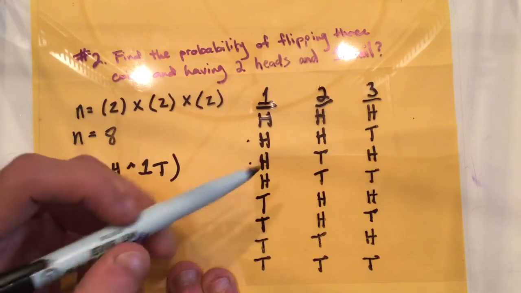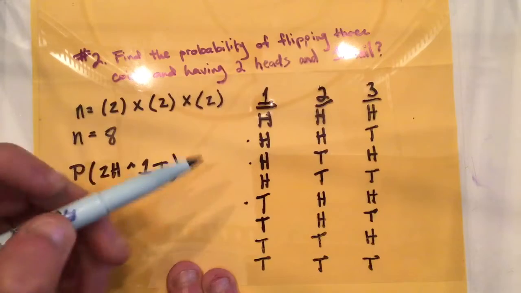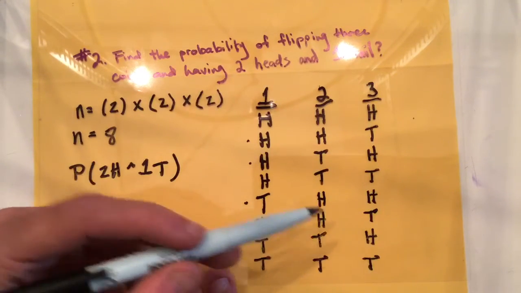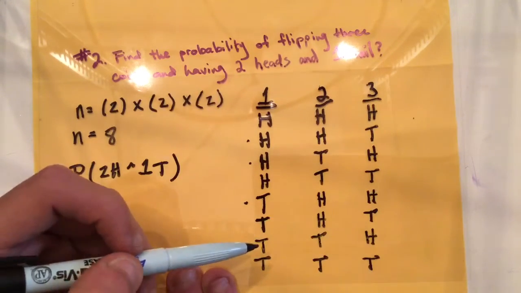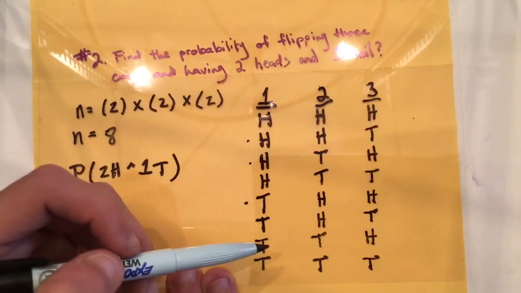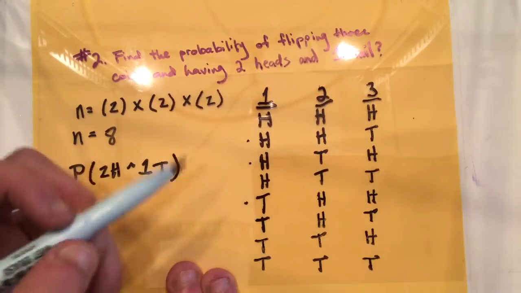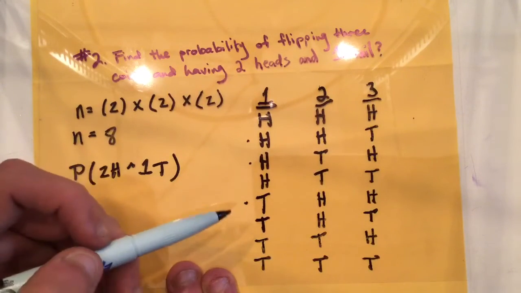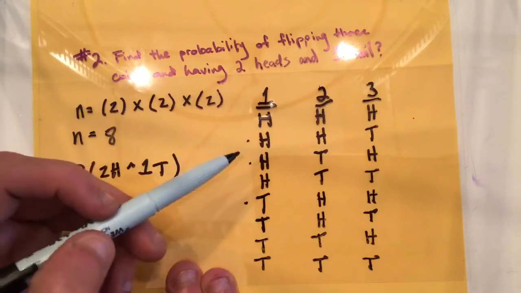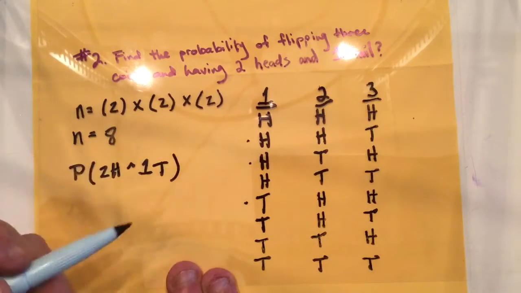Here we got tails, heads, heads. 2 heads and a tail. Boom, put a dot on it. Here we got tails, heads, tails, which is 2 tails and a head. Not what we want. Here we got tails, tails, head. Not quite. Tails, tails, tails. Not what we want either. No head. So of the 8 possible outcomes, 3 of them have what we want.